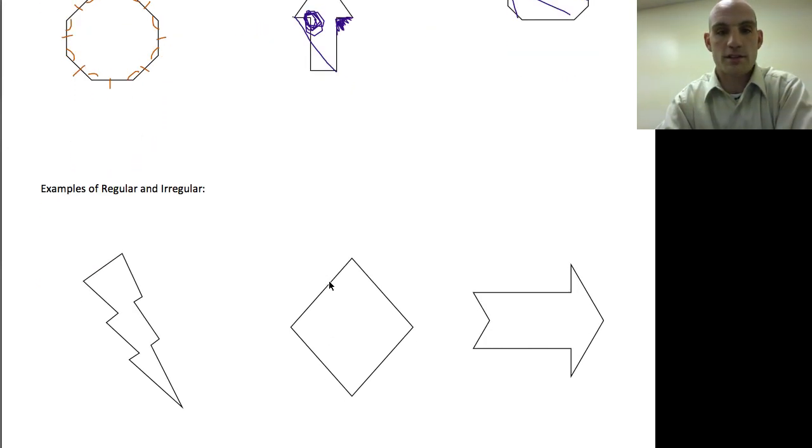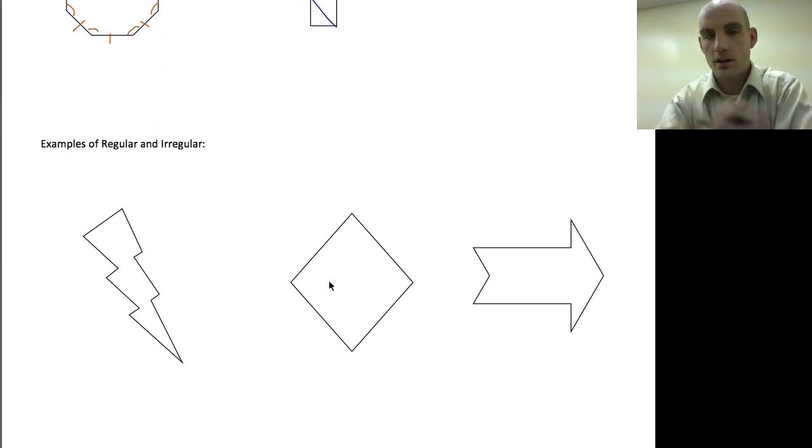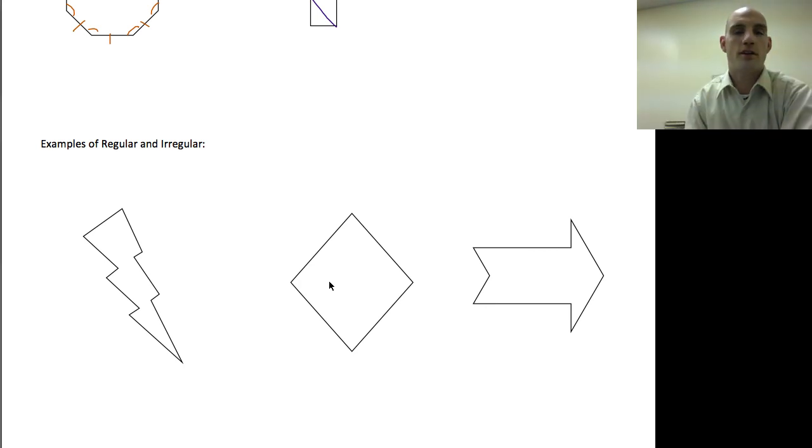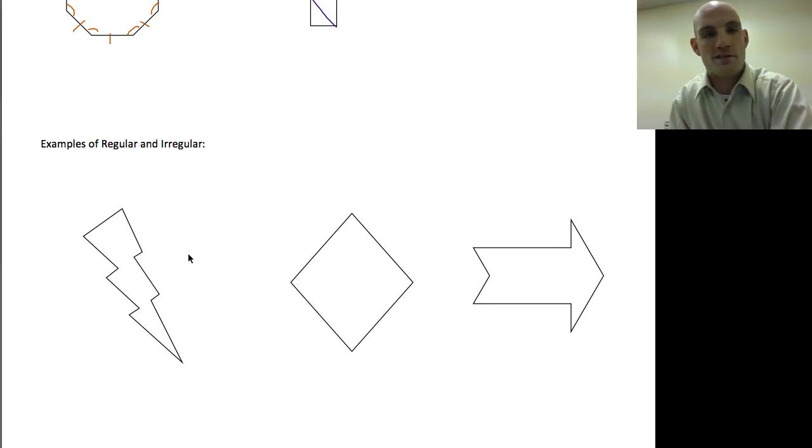So when you look down here, we're basically just asking regular versus irregular. And all of these would be irregular polygons because they don't have the same sides and same angles that would be congruent. Okay? That's the basics of polygons.